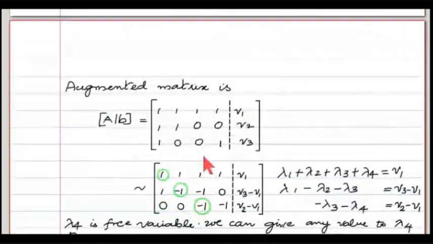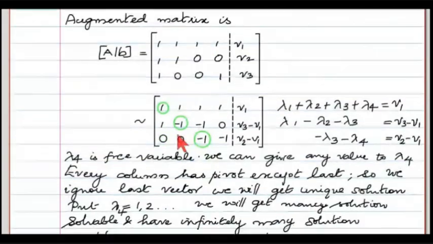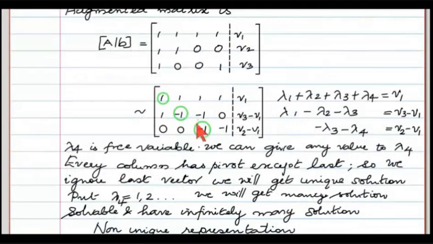So the augmented matrix is like this. After that, we will get a reduced echelon form like this. From this we get an equation: lambda 1 plus lambda 2 plus lambda 3 plus lambda 4 equals v1. Here lambda 4 is absent in the next equation, and there is a minus on lambda 2 and lambda 3: lambda 1 minus lambda 2 minus lambda 3 equals v3 minus v1. Then in the last line, minus lambda 3 minus lambda 4 equals v2 minus v1.